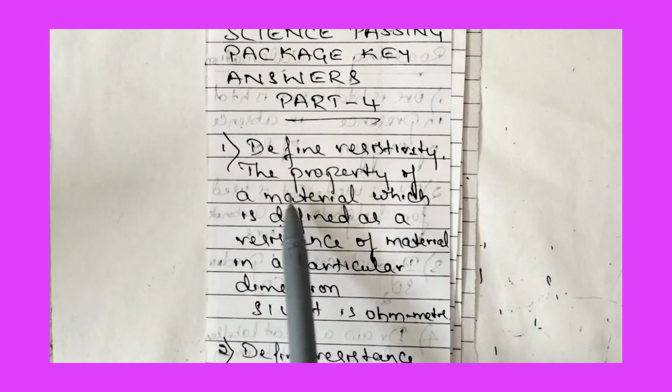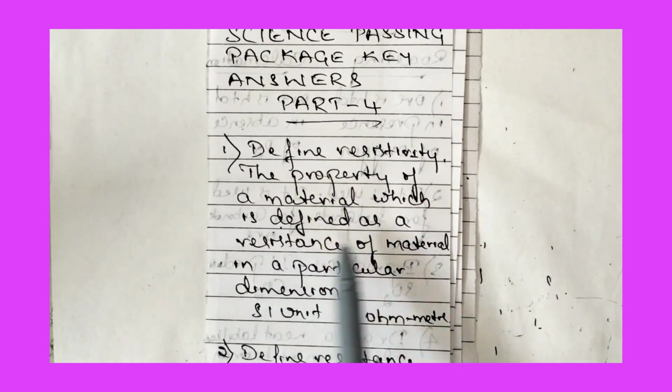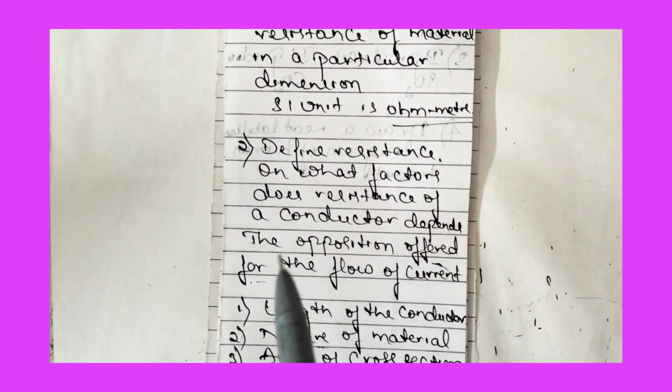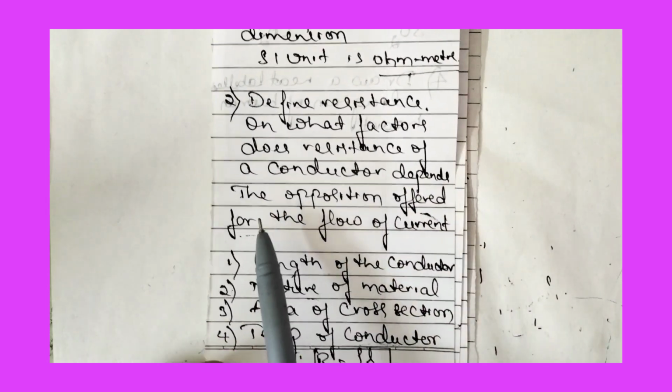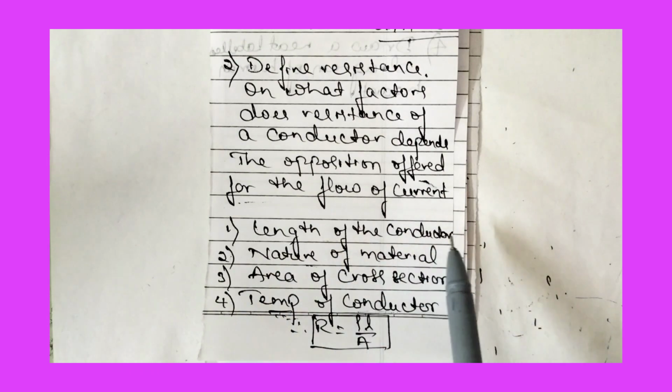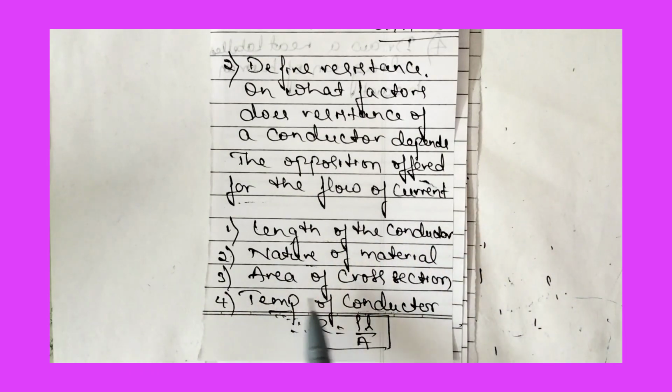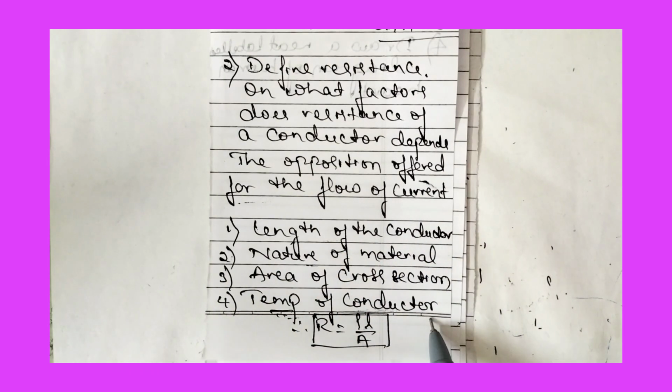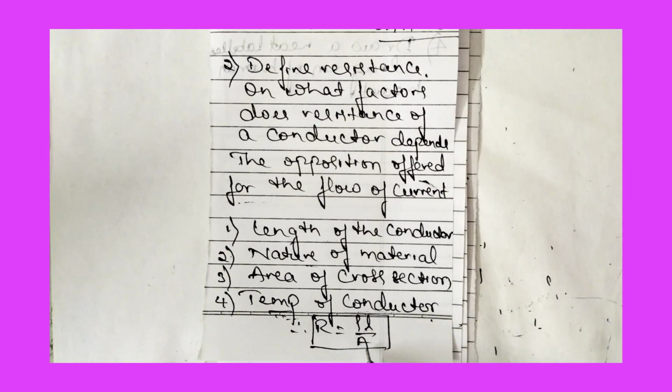Define resistivity: the property of a material which is defined as the resistance of a material in a particular dimension. SI unit is ohm meter. Define resistance, and on what factors does the resistance of a conductor depend? The opposition offered for the flow of current. It depends upon length of the conductor, nature of material, area of cross section, temperature of the conductor. R is equal to rho L by A.